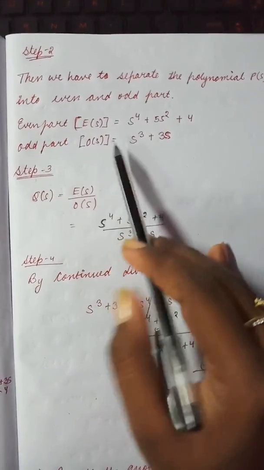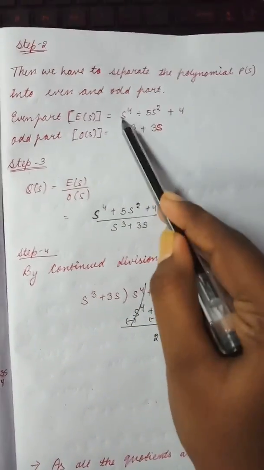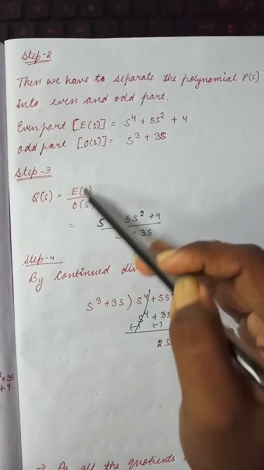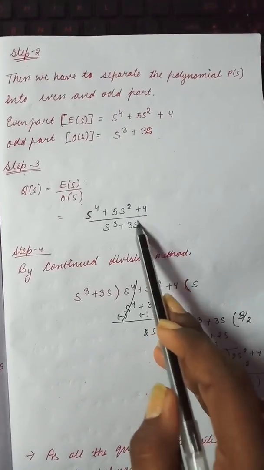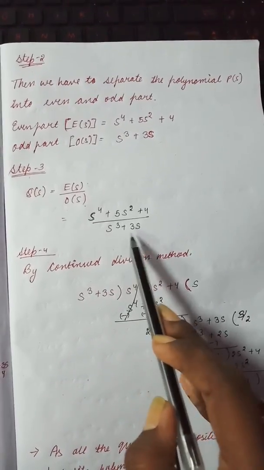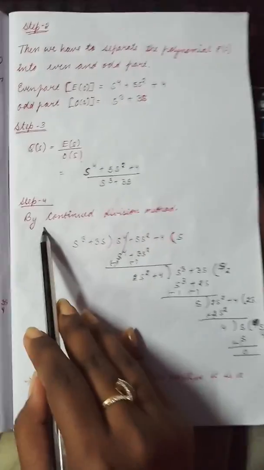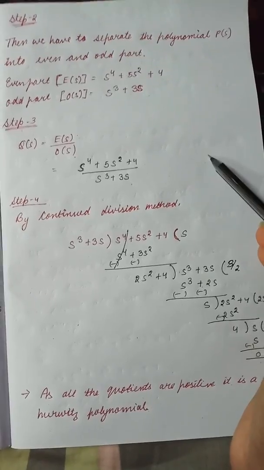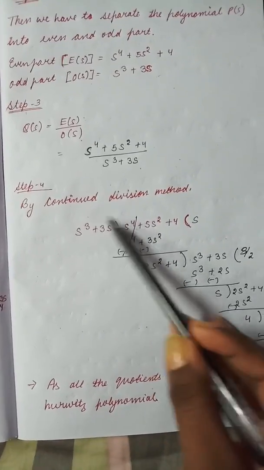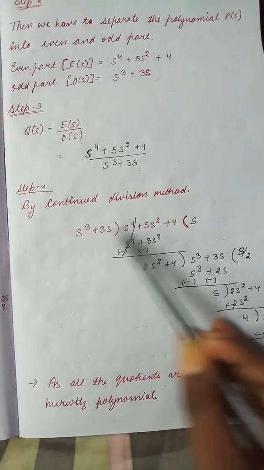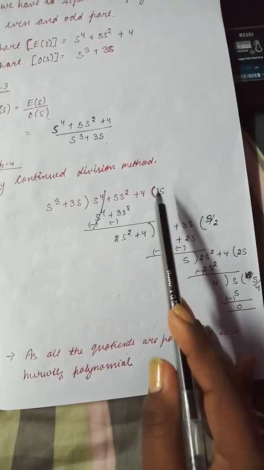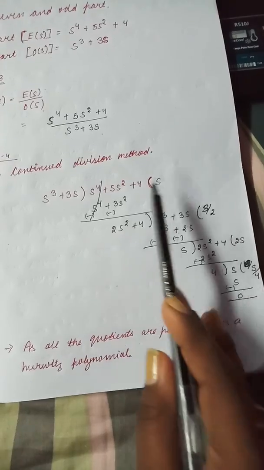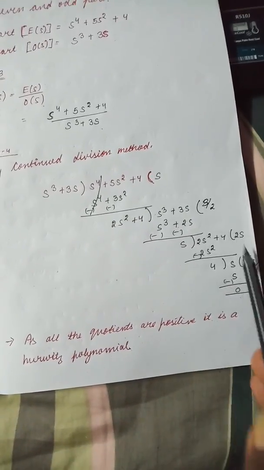Then step 3. As we know the degree of even is higher than the degree of odd, we will do e of s by o of s. So s to the power 4 plus 5s square plus 4 divided by s to the power cube plus 3s. Then step 4. We will do the continued division method. For the denominator term, the numerator term we will multiply. After doing this we will get 0, and we see that all the quotients are positive.